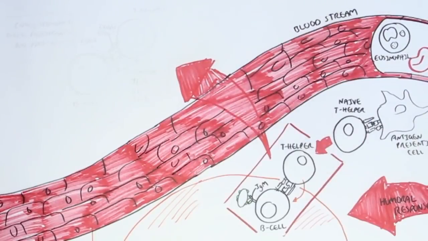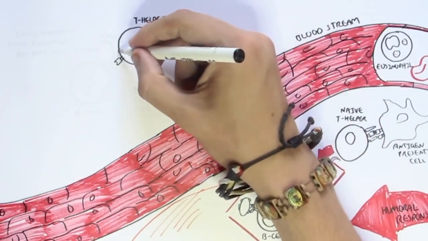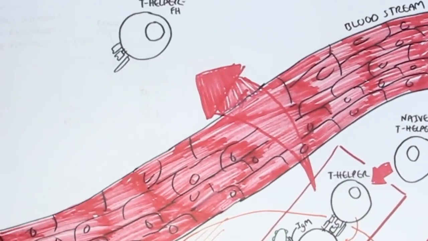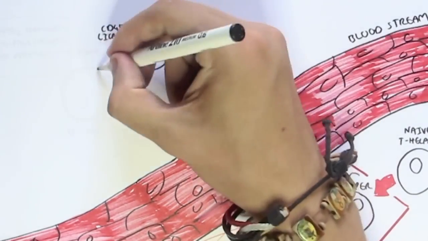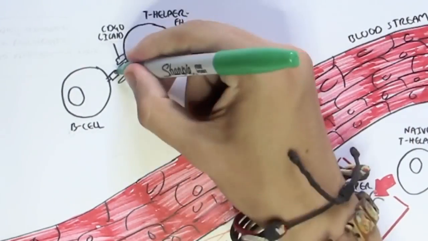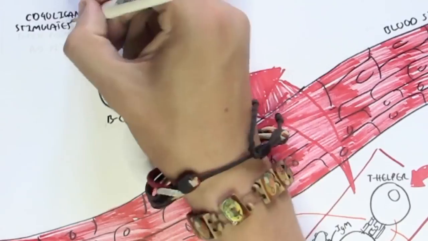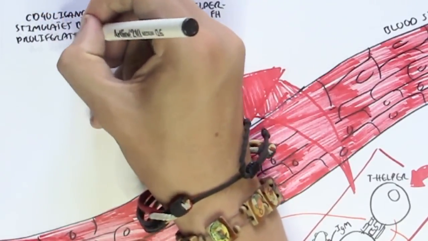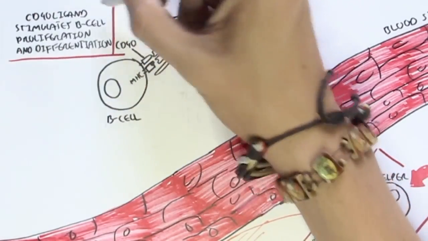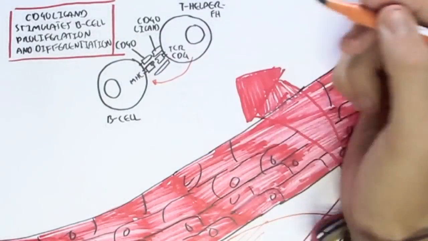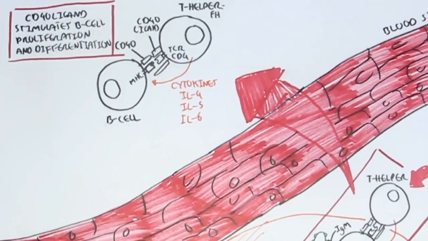So here we have the T helper cell. It has a CD4 co-receptor, a TCR, a T cell receptor, and also a CD40 ligand receptor. And then the B cell has an MHC class 2, which presents the antigen to the T helper cell, and also a CD40 receptor. The CD40 ligand of the T helper cell is important because it stimulates the B cell's proliferation and differentiation, as well as some cytokines which are secreted by the T helper cell, such as interleukin 4, interleukin 5, and interleukin 6.